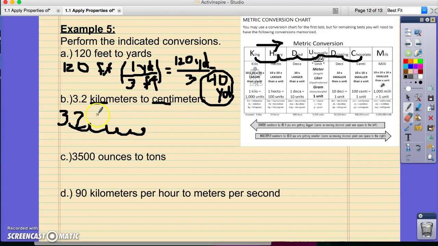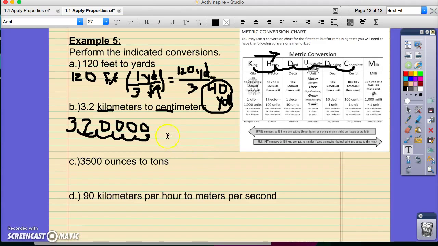Now you might be saying, well, what are all these other digits? If you don't have anything, place zeros. So I have what? 320,000 centimeters. All right.